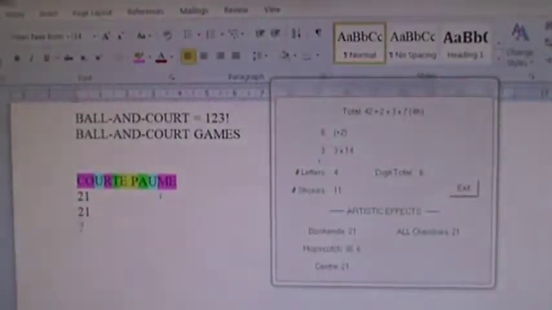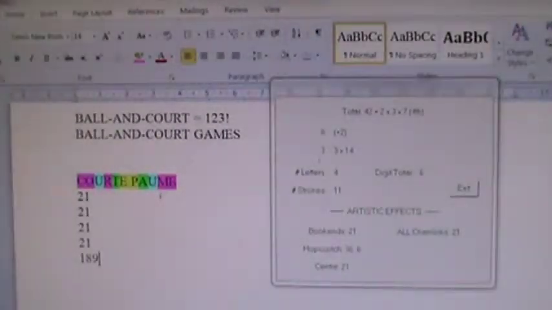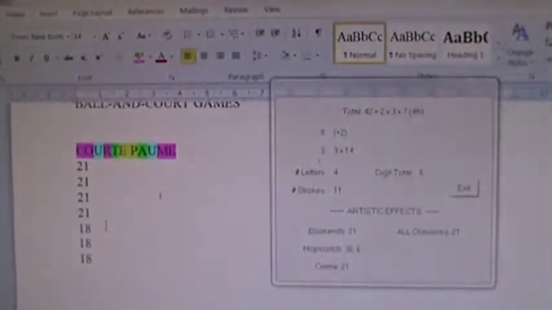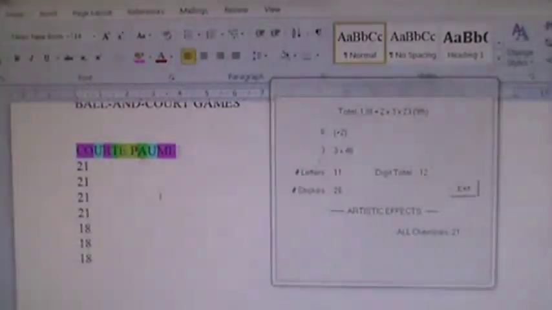21, 21, 21, 21, 18, 18, 18, 18. Pure 3s to the glory of the Trinity. What does that add to again? Right there. But see how we got so much glory by taking a little time to look?